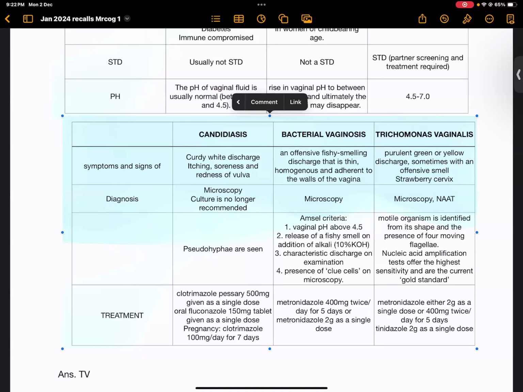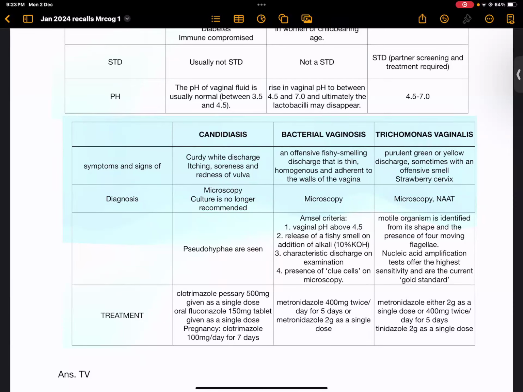Now in TV, this motile organism would be identified from its shape and the 4 flagella. So whenever they say that it is a flagellated organism, you have to select TV. And also the gold standard here would be the NAAT. NAAT is the nucleic acid amplification test, and it has high sensitivity. So this is the gold standard of TV. Culture is no longer recommended in almost all 3 conditions now.